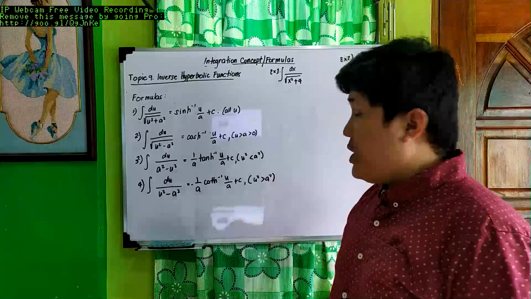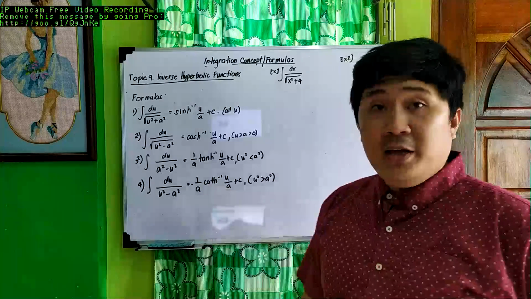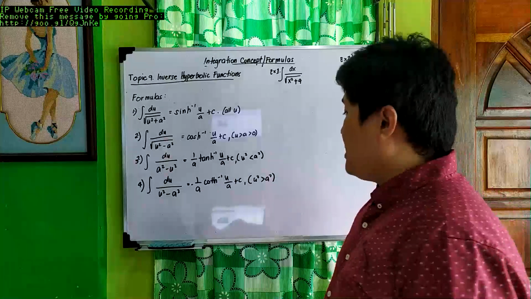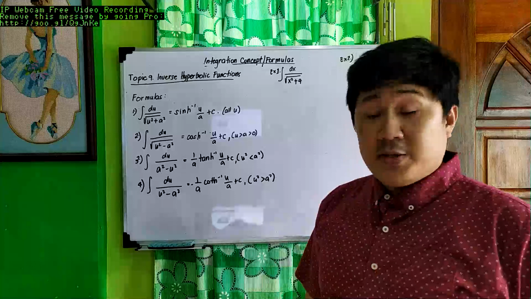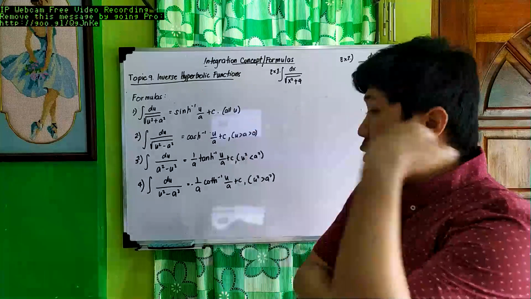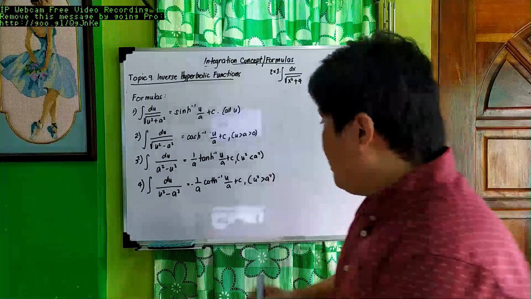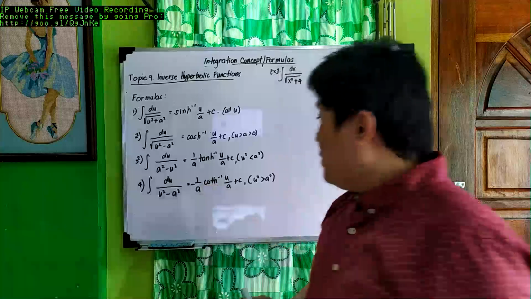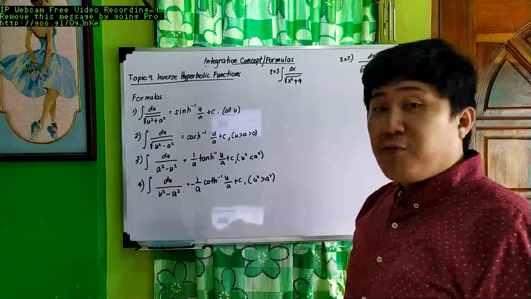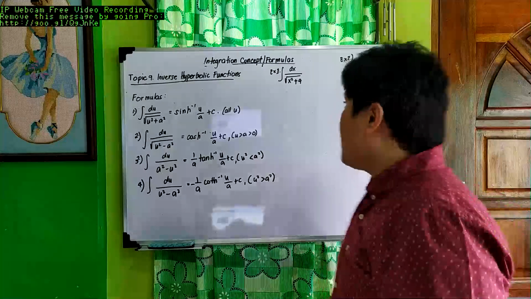So the third one is du over a squared minus u squared, which will give you 1 over a arctangent hyperbolic u over a plus c, where u squared is less than a squared. And the last one gives you the integral of du over u squared minus a squared, which gives you negative 1 over a arc cotangent hyperbolic u over a plus c, where u squared is greater than a squared.